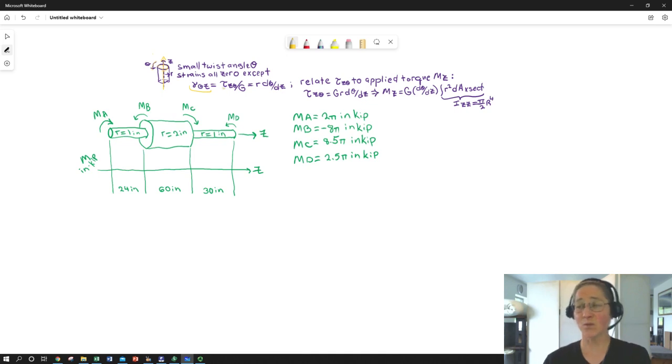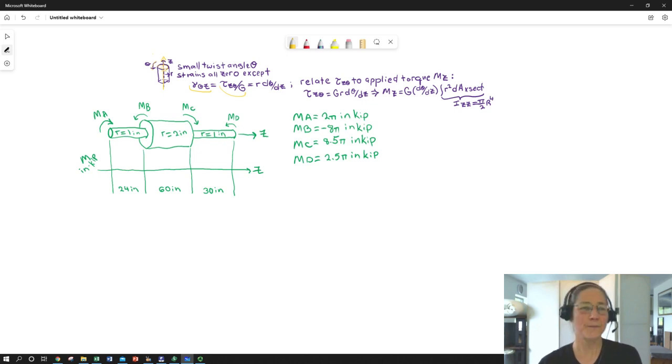So Hooke's law gets really simple to apply. We don't have Poisson's ratio, we don't have the complicated elasticity equations. We just have basically shear stress divided by our shear modulus G is equal to our shear strain.